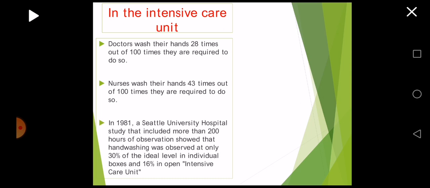In 1981, a Seattle university hospital study that included more than 200 hours of observation showed that hand washing was observed at only 30% of the ideal level in individual boxes and 16% in the open intensive care unit.